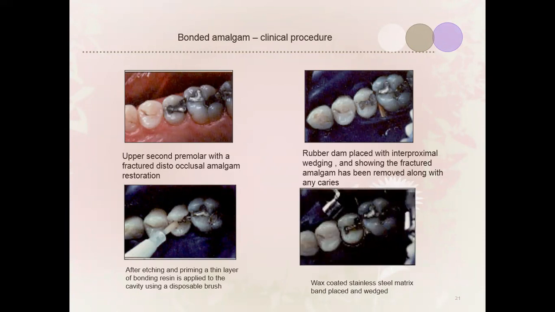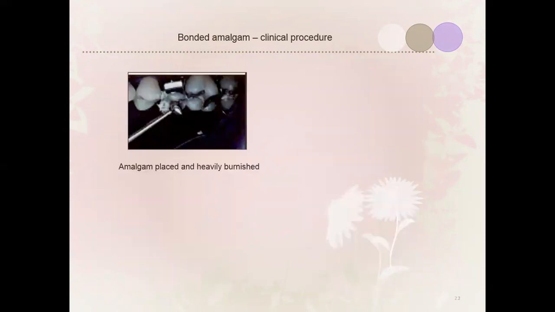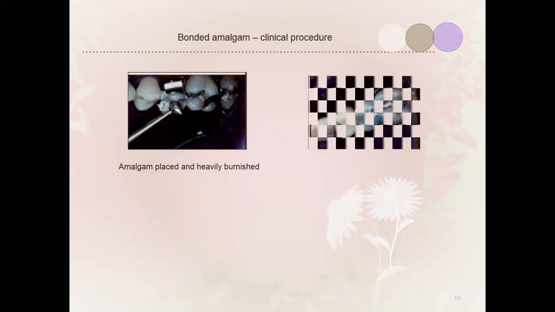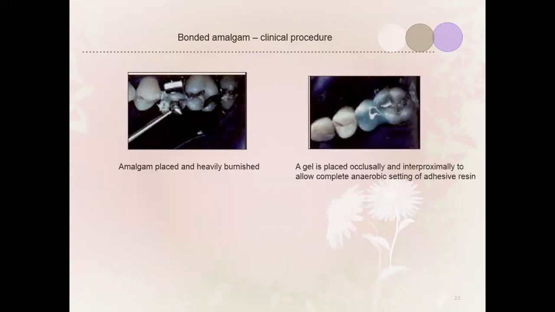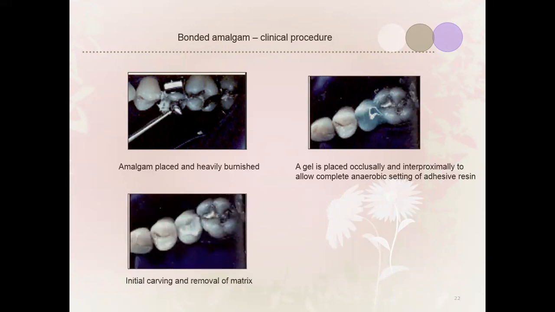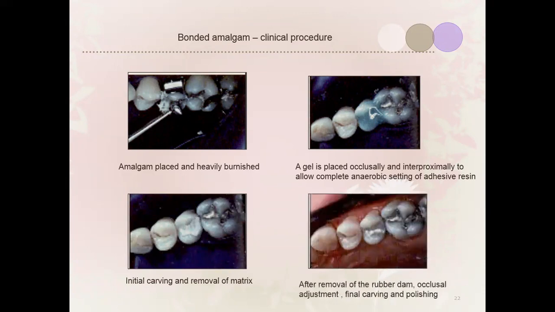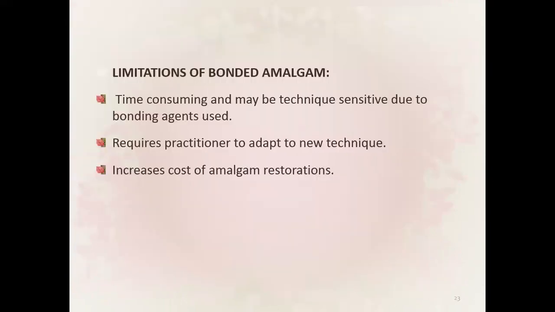Next, a wax-coated stainless steel matrix band has been applied and wedged. Then amalgam is placed and heavily burnished. After that, a gel is placed occlusally and interproximally to allow complete anaerobic setting of the adhesive resin. Initial carving and removal of the matrix. After removal of the rubber dam, occlusal adjustment and final carving and polishing is done.